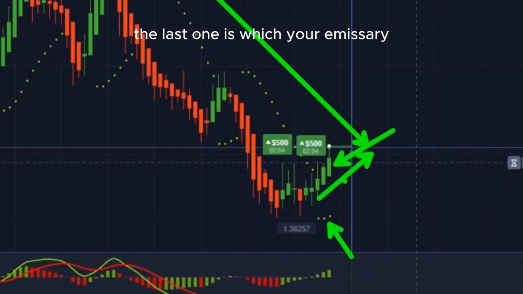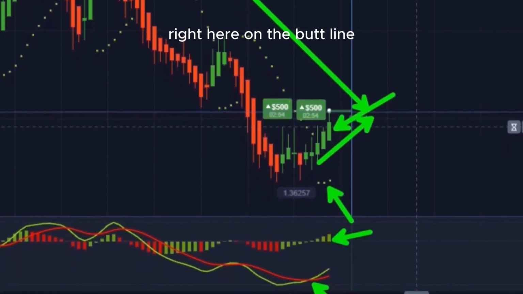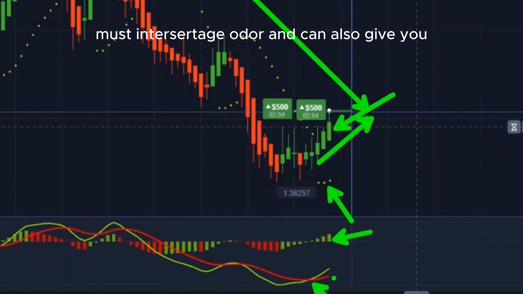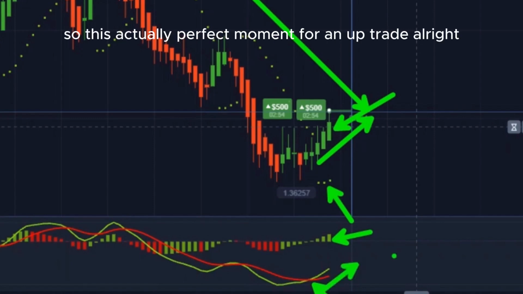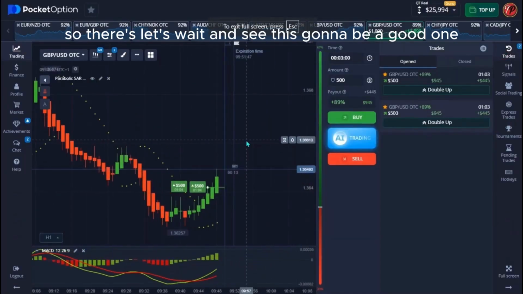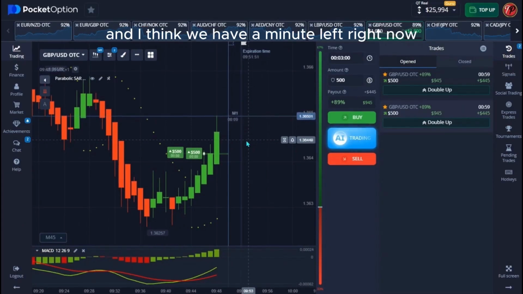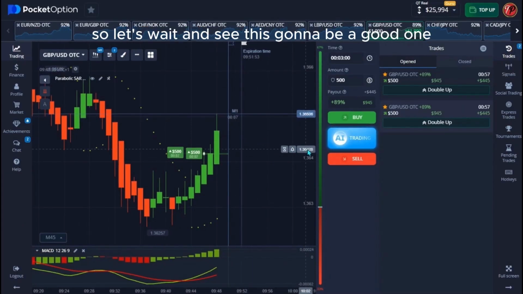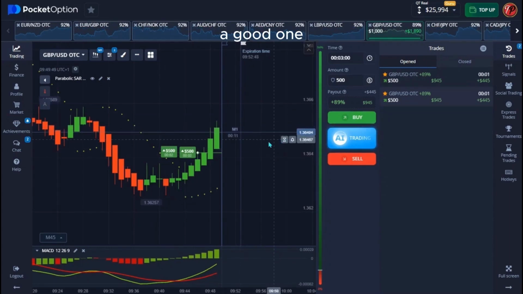And the last thing is with your MACD. This time around, you used to have it below the signal bar right here, and the two lines must intersect each other, and it can also give you a confirmation. So this is actually a perfect moment for an up trade. All right, so let's wait and see if this is going to be a good one. Right now we have a minute left. All right, guys, so right now we have like 4 seconds left. A good one.